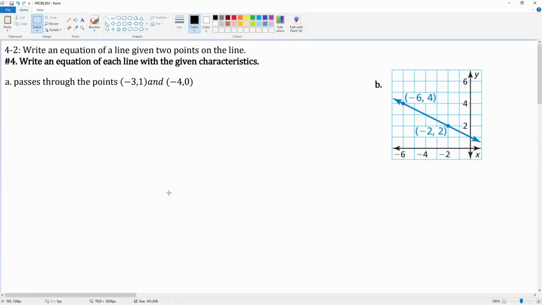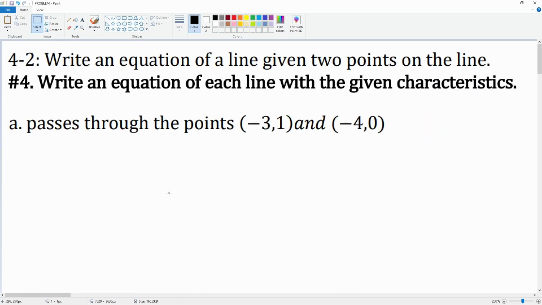In 4-2, you're going to write an equation of a line given 2 points on that line. Number 4, write an equation of each line with the given characteristics. Here we have A, we are given 2 points, and we need to write the equation as y equals mx plus b. The m here stands for the slope, and the b here stands for the y-intercept.